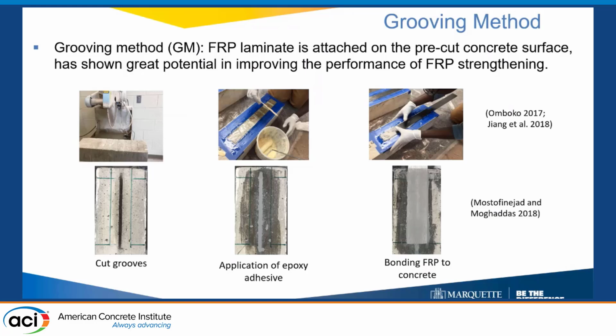So the basic idea of the grooving method is that we pre-cut some grooves on the surface of the concrete, and then we use epoxy to fill those grooves first, and then we attach the FRP on the concrete. Definitely we have different patterns in terms of the grooves. We have the transverse grooves, we have the longitudinal grooves, and sometimes we may do diagonal.